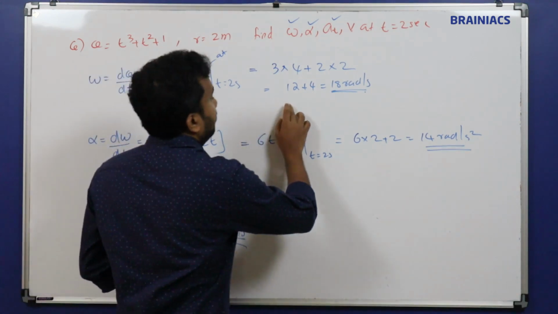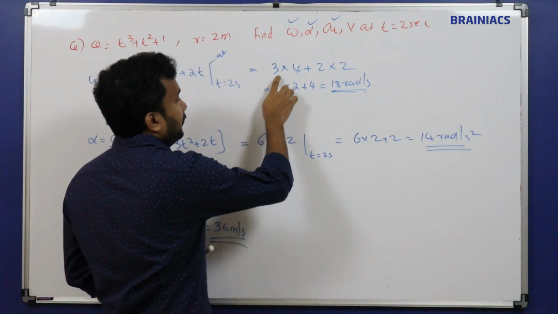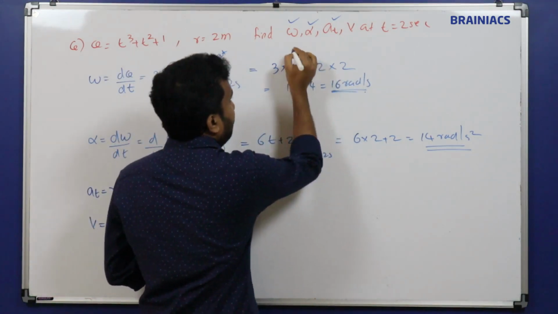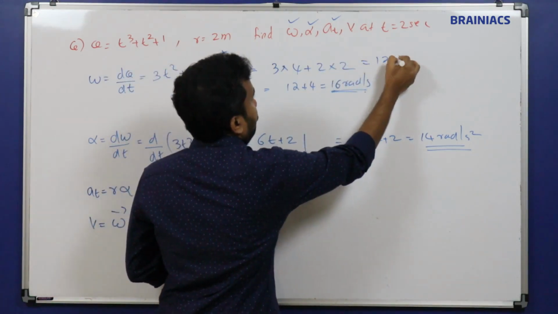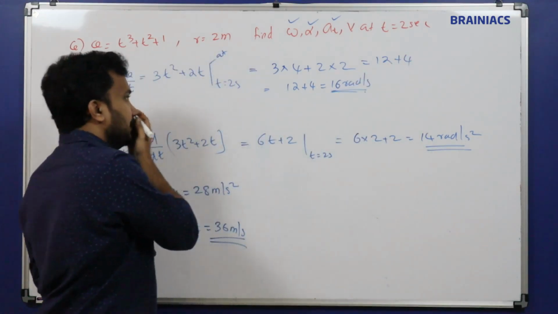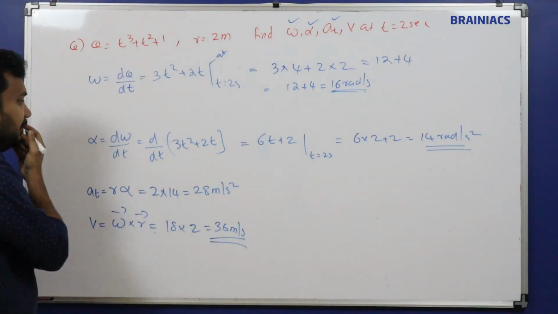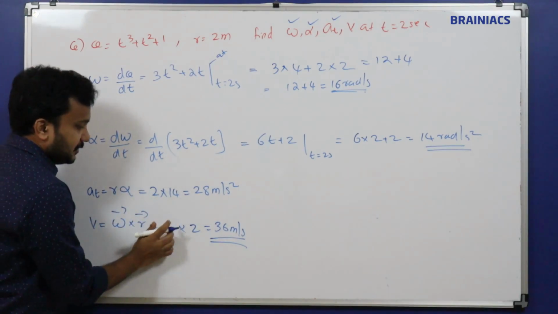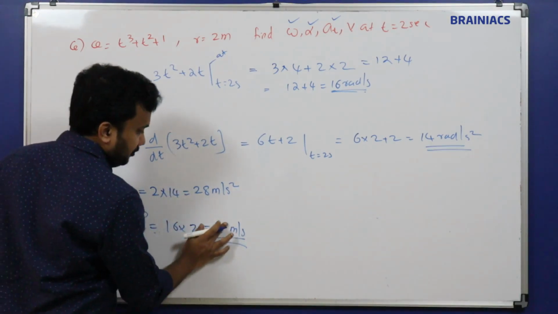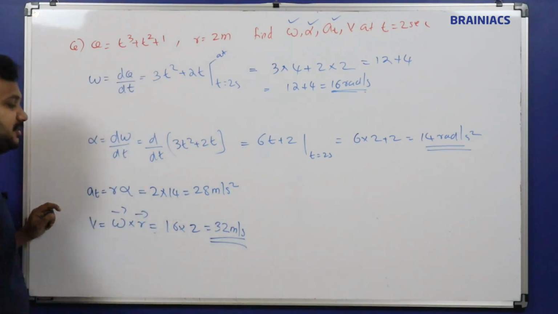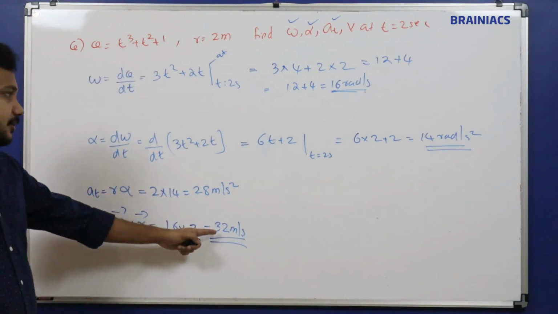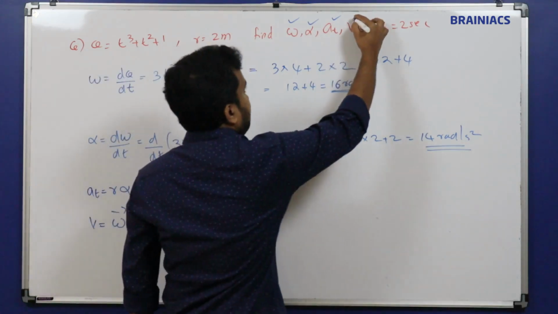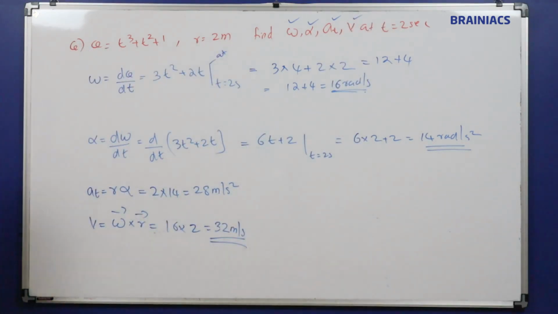Here, 3 into 12, here it is 16, right? So it becomes 12 plus 4, 16. 16 is coming. This is where all the mistakes will be coming. Alpha is correct. 16 into 2 and it is 32 meter per second. You can correct the multiplication mistakes, 32 meter per second. So totally 4 parameters were asked in the question, which we have calculated.